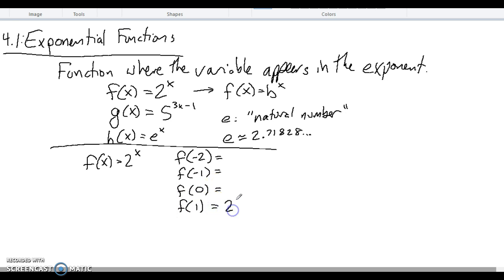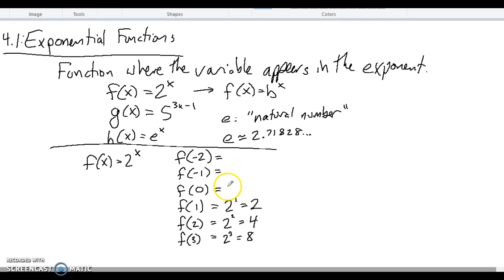Well, f of 1, that would be 2 to the first. You raise anything to the first power, you get itself. So that's just 2. f of 2 would be 2 squared. Well, we can do that. 2 times 2 is 4. f of 3, then, would be 2 cubed. So 2 times 2 times 2 is 8.